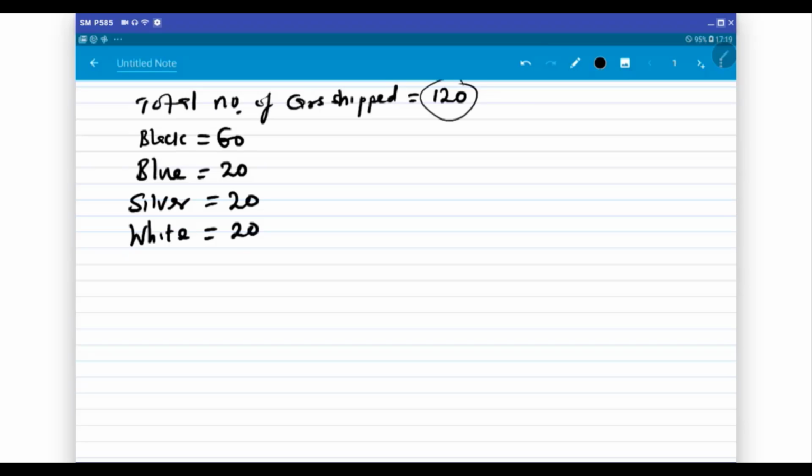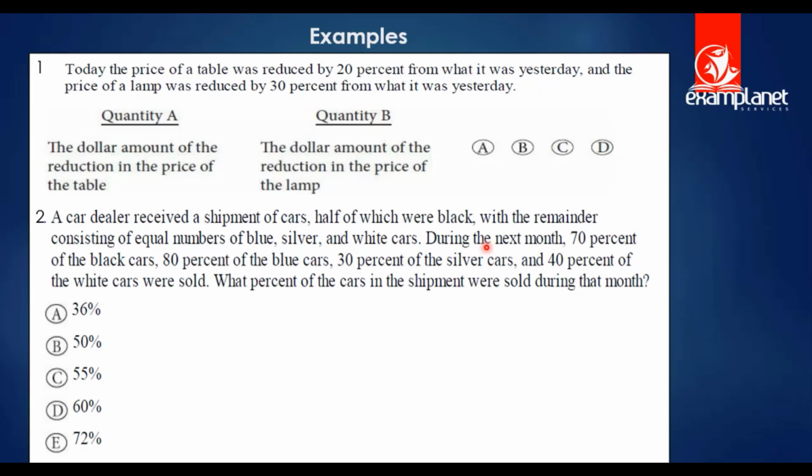Okay, now moving on. Now the question continues and says, during the next month, 70% of the black cars, 80% of the blue cars, and 30% of the silver, and 40% of the white cars were sold. Okay, so total number of cars sold: 70% of the black, 80% of the blue, 30% of the silver, and 40% of the white were sold in that next month. All right, so let's write those out.